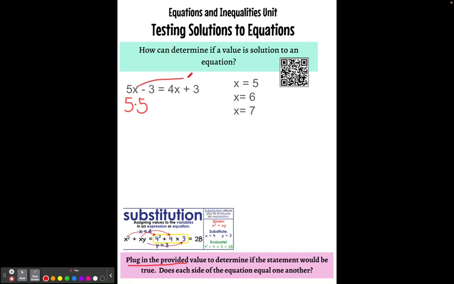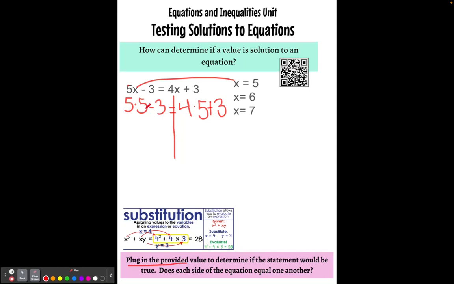If x is equal to 5, then that means 5 times 5 minus 3. And then on the other side, I don't have 45. I have 4 times 5 plus 3. Okay. So all I'm doing is plugging in, and then I'm going to solve and see if it makes a true statement or not. So if this is my equal sign, whatever I get over here should equal whatever I get over here if it's a true solution set.